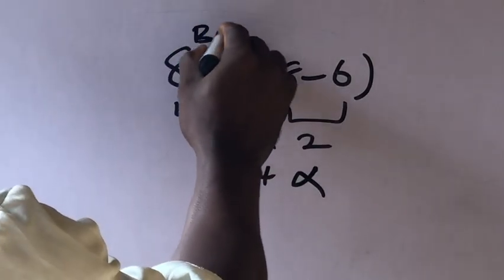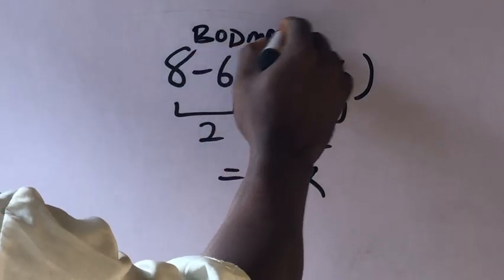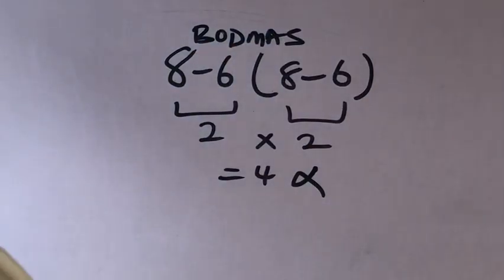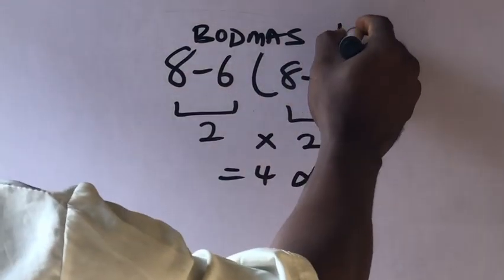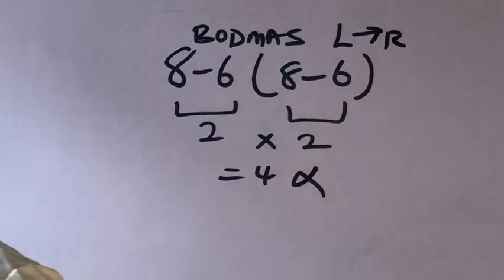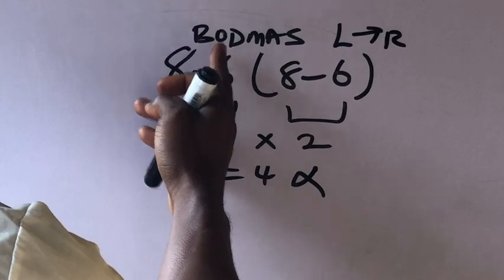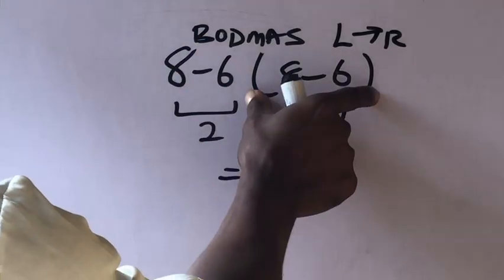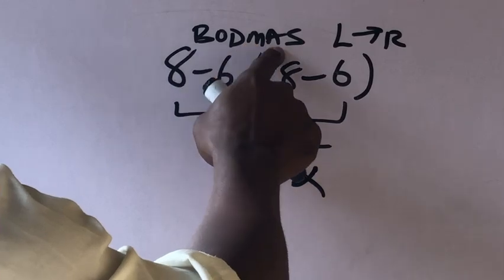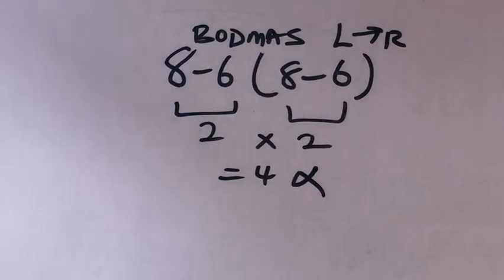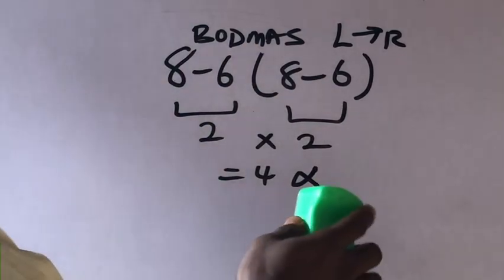There is an order of operation rule, which is BODMAS. If we use this rule, this is bracket. So bracket means we are using the rule and we are solving from left to right. So this rule says start from here, from left. Solve what is inside the bracket first, before you divide, before you multiply, before you add, and then subtract. That is the rule.